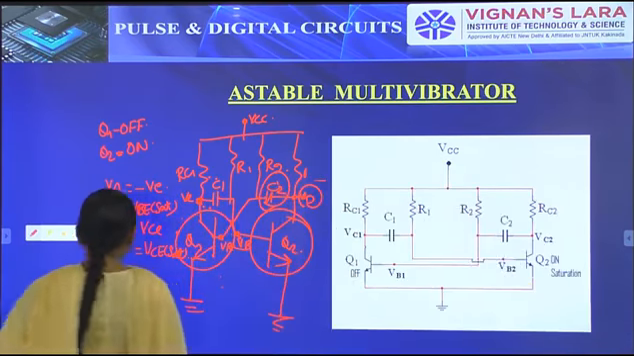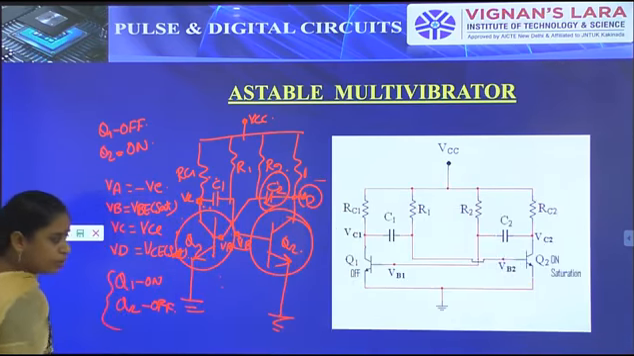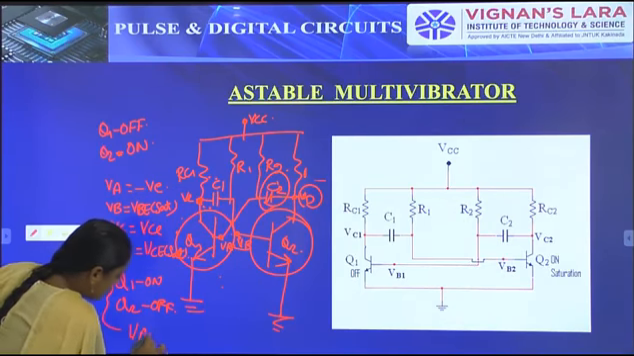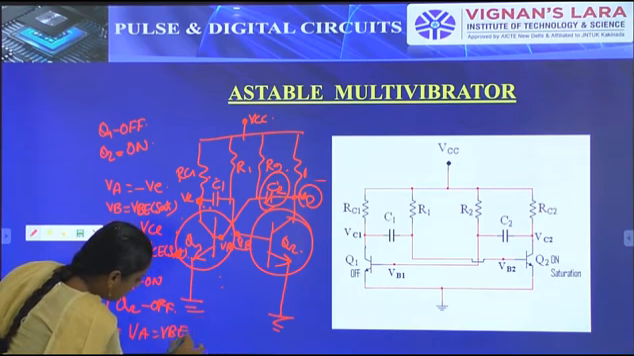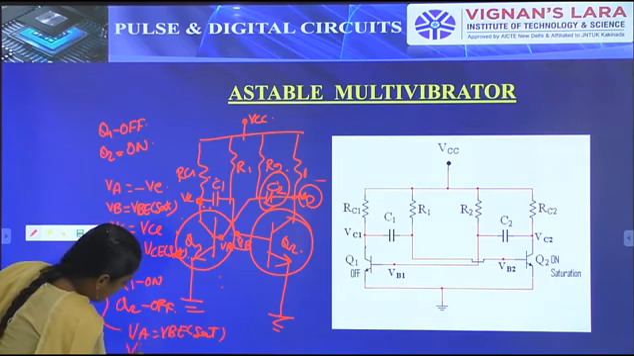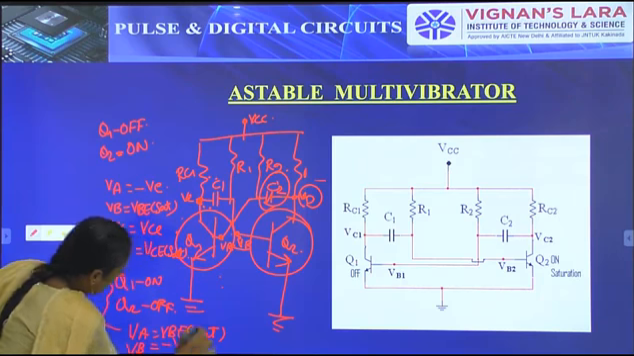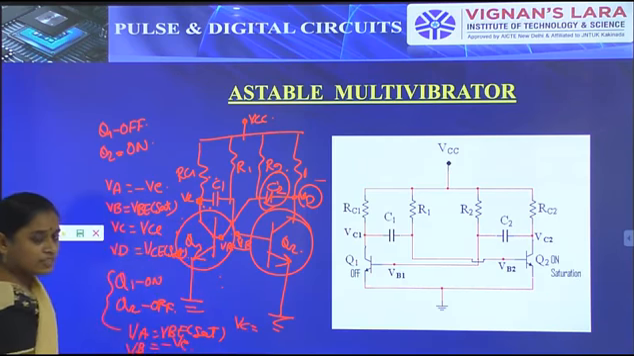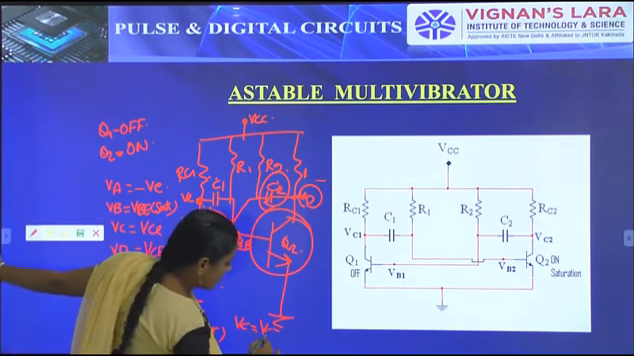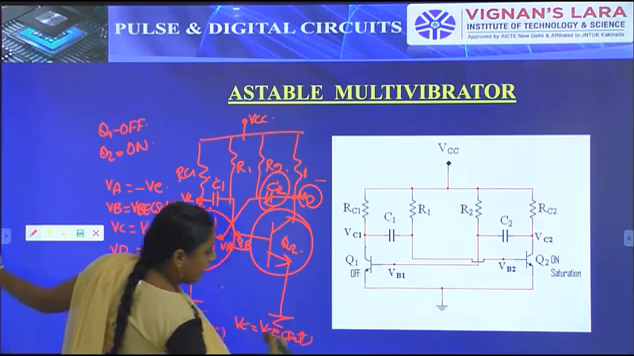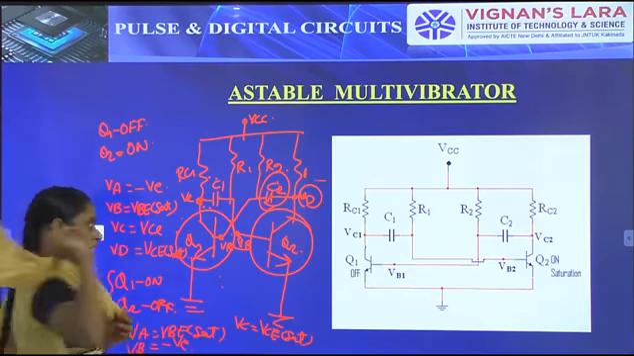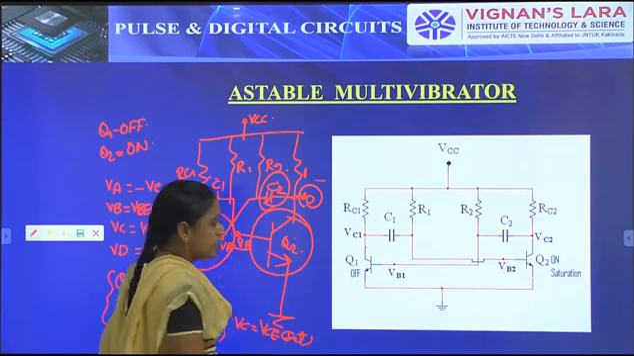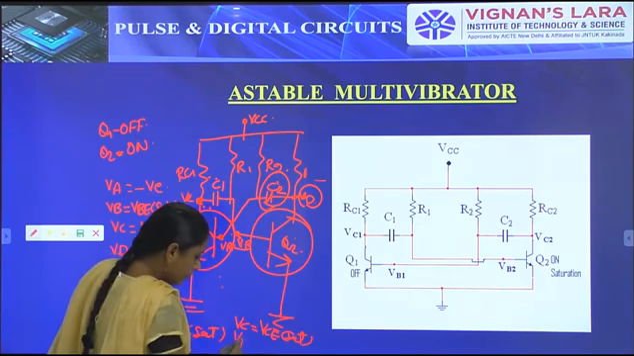When Q1 goes to on condition and Q2 goes to off condition, simply we have to say that the VA voltage is VBE saturation and VB is negative, and what is the VC? VC is nothing but Q2 is in off condition. When transistor Q1 goes to on condition, the collector voltage will be VCE saturation, and next one is VD. So VD, nothing but Q2 goes to off condition, that is VD is equal to VCC.